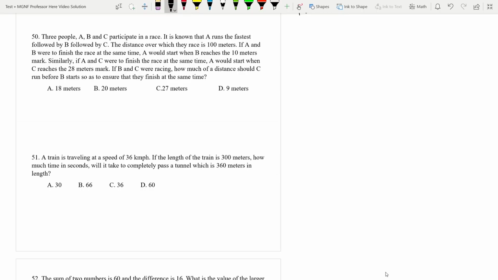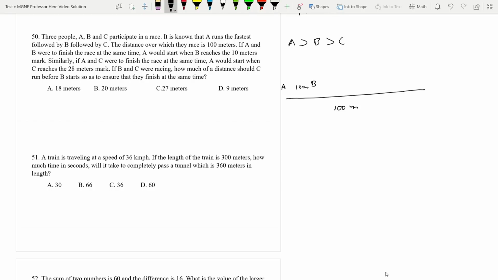It is known that A runs the fastest, okay. A is the fastest, followed by B, then by C. The total distance of the race is 100 meters, alright. Now, if A and B were to finish the race at the same time, A would start when B reaches the 10 meter mark. So, A is at the starting mark itself and B is 10 meters ahead of A.